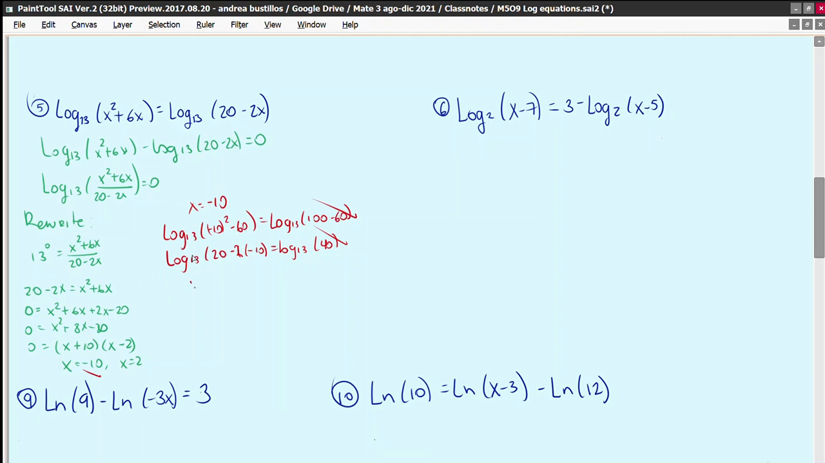Next solution that we have to verify is 2. Logarithm base 13 of 2 squared plus 12. This is obviously positive, so it checks out. Next logarithm, this is 20 minus 4, and this obviously checks out. So both of them are solutions.